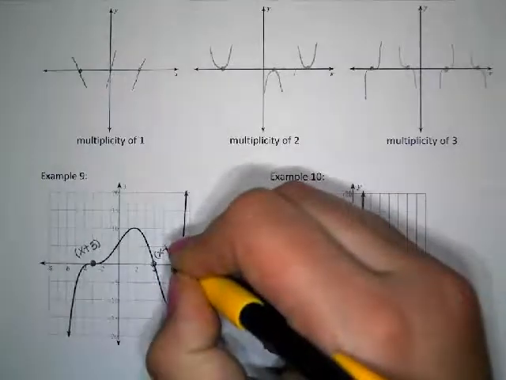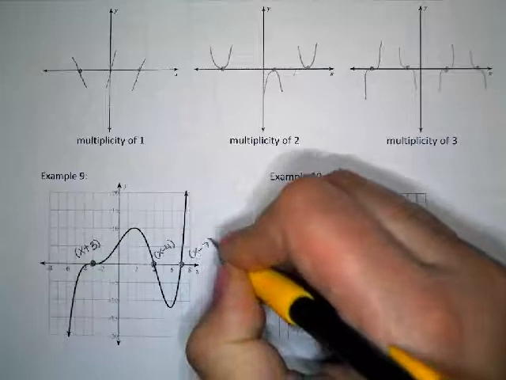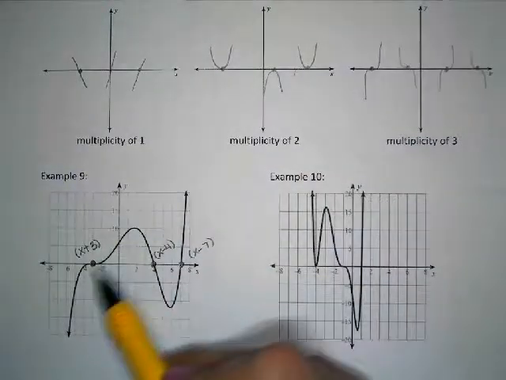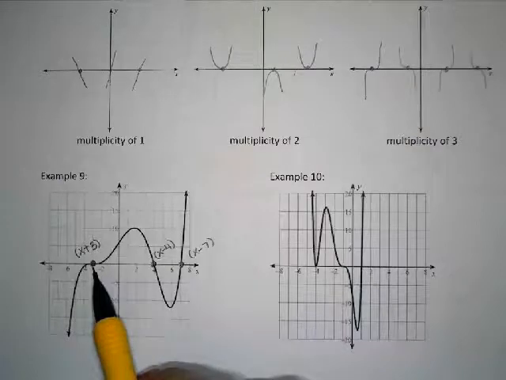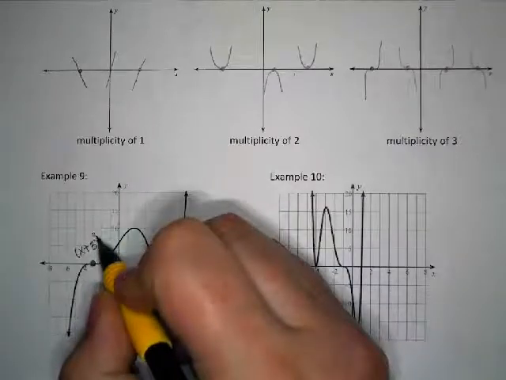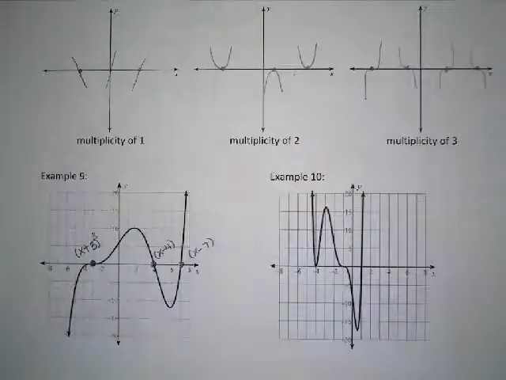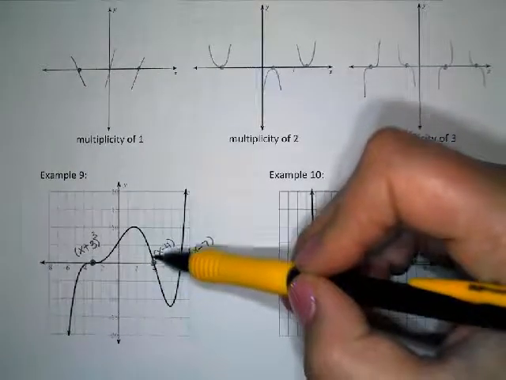Now, this one goes through. It doesn't bounce. Does it go straight through or does it squiggle through? It squiggles through. So this is going to be a multiplicity of 3. All right, this one goes through. Does it go straight through or does it squiggle through? Goes straight through. So this would be a multiplicity of 1.